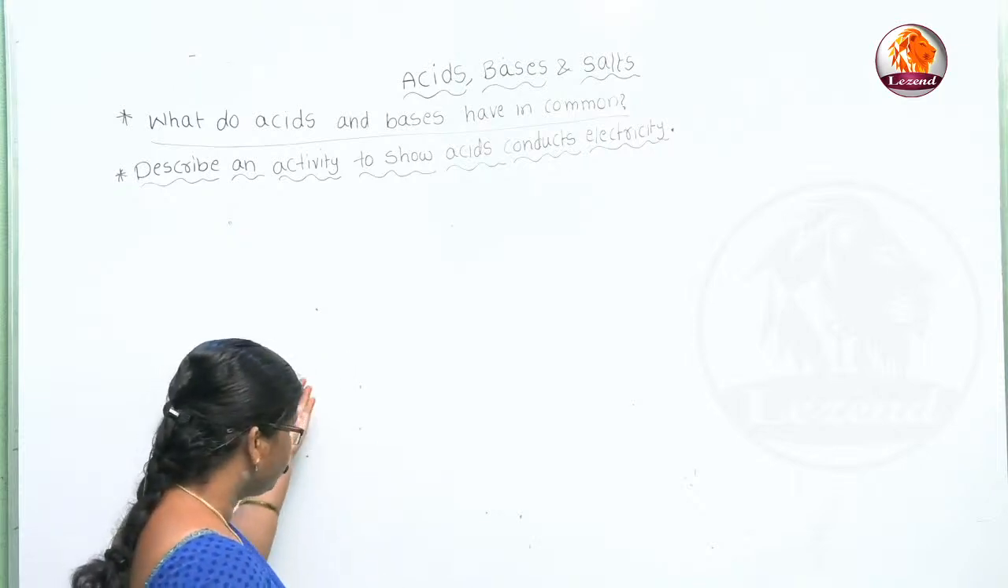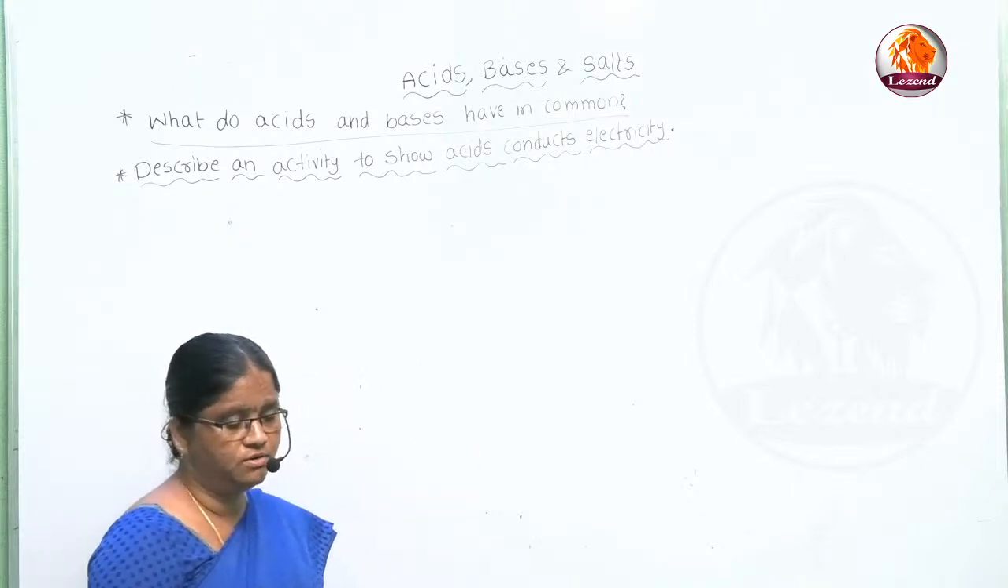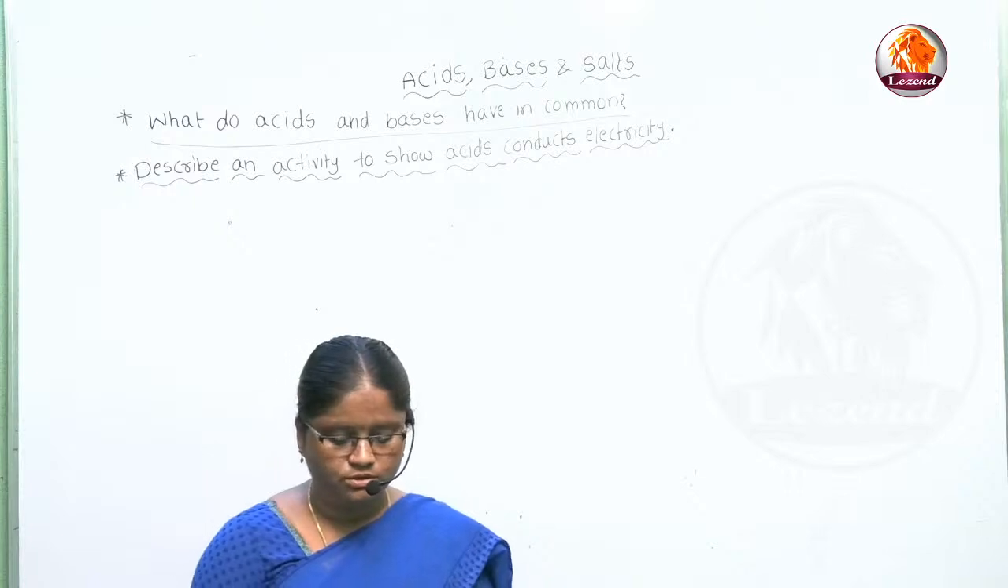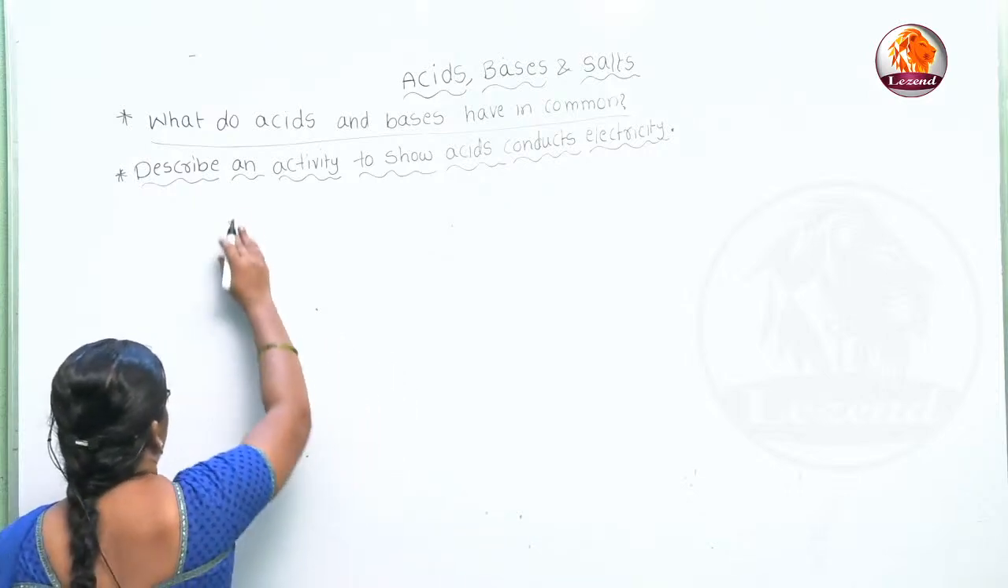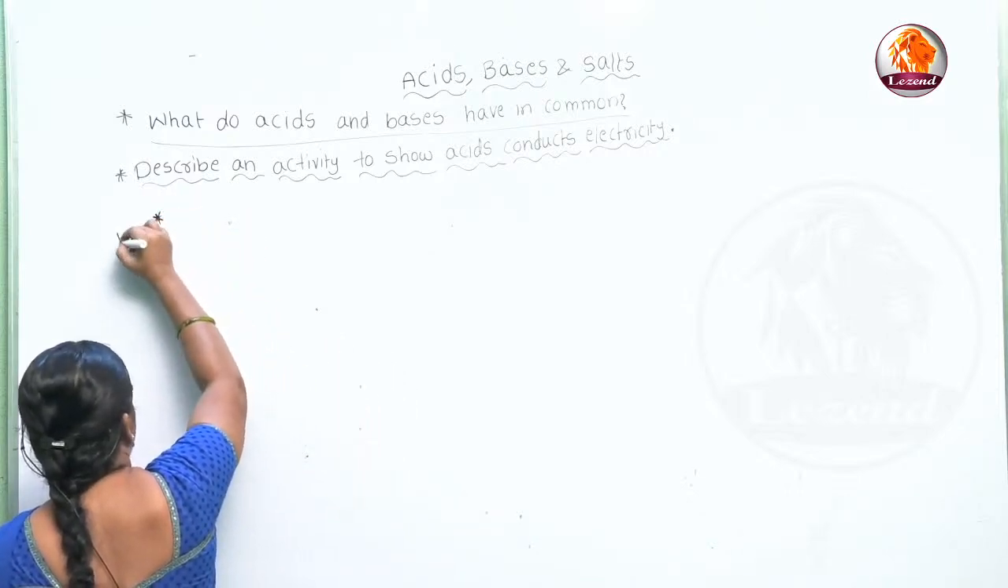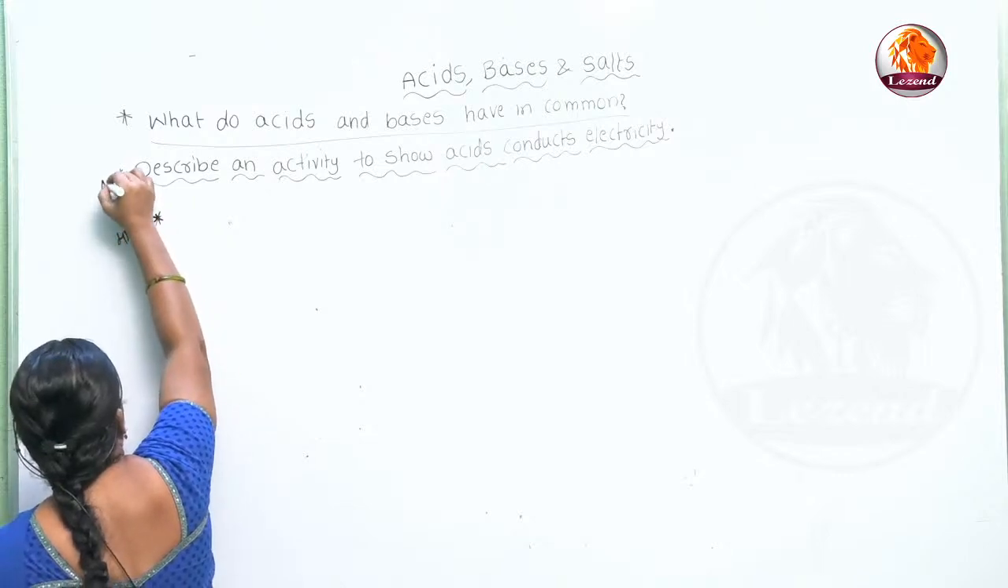to glow the bulb. So here, acids have hydrogen ions in common, we are considering. Next, do the acids produce ions? So here is our next activity. Sometimes they ask this also for 4 marks.